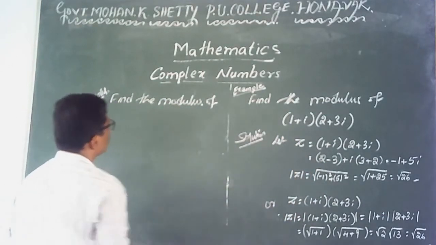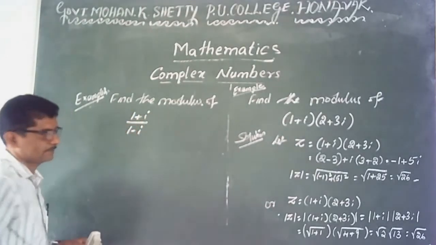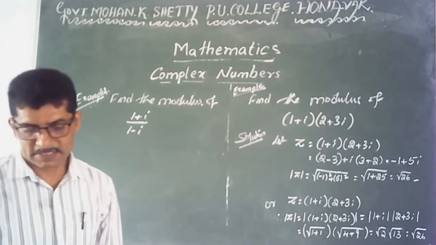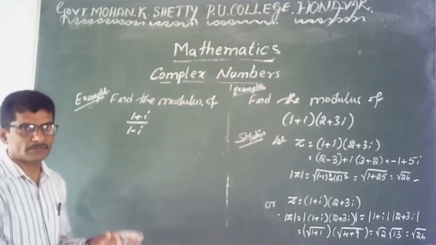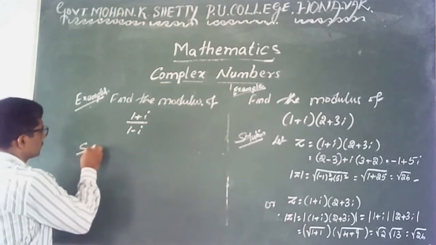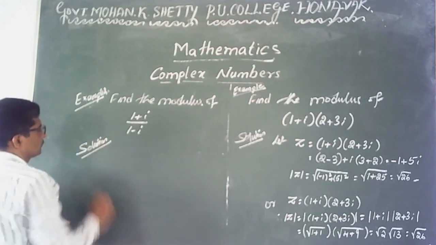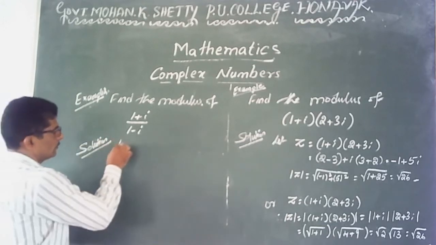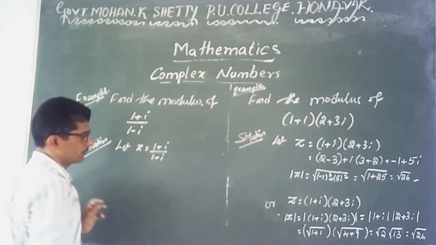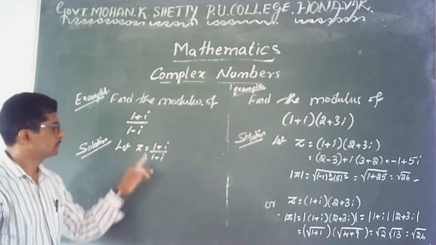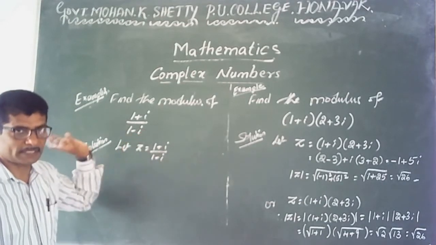Similarly, find the modulus of, suppose, 1 plus i divided by 1 minus i. Find the modulus of 1 plus i divided by 1 minus i. Anyway, you can give an answer. So, solutions. First, you can take z is equal to 1 plus i divided by 1 minus i. It is the quotient of two complex numbers.